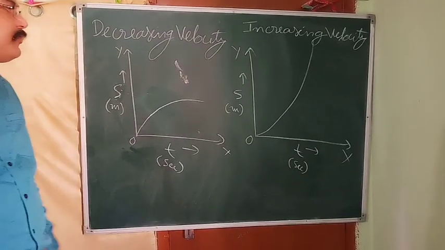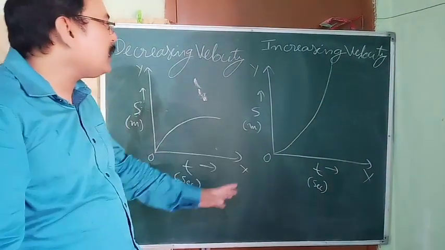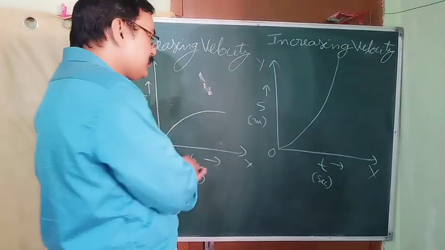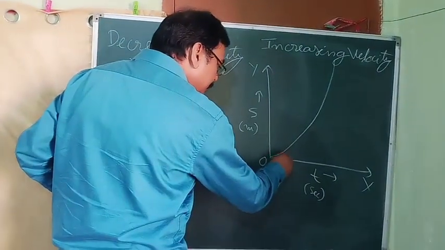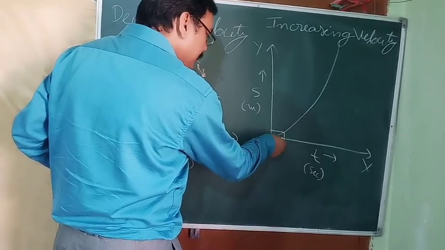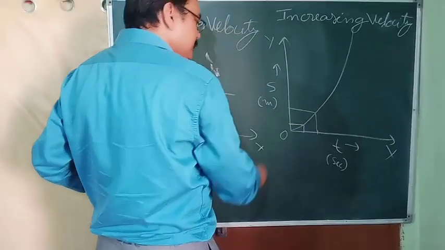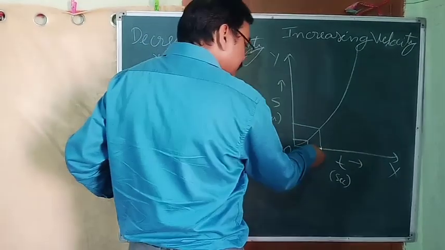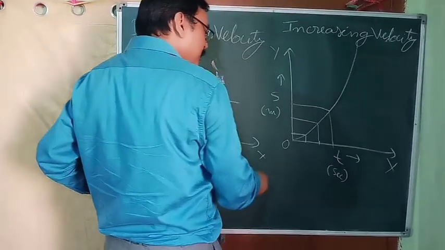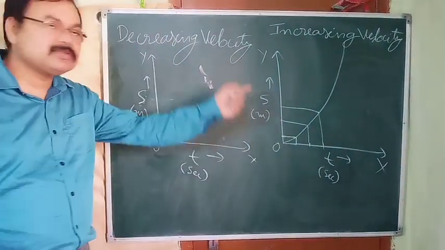Now see, in case of non-uniform motion or non-uniform velocity, velocity can be of two types. Either velocity will be increasing. See, this is the graph for increasing velocity. Because you can see here, in a particular time interval, the displacement covered is this much. Now, if you take the same time interval, the displacement is this much. You can see this is more than this. If you take the same time interval, the displacement is even more. So in the same time interval, the displacement is increasing. So this indicates that velocity is increasing.